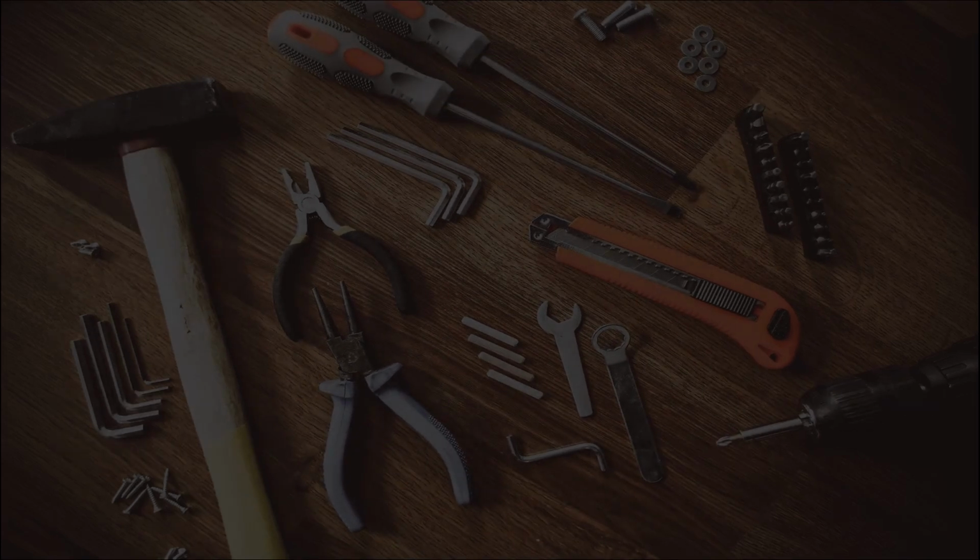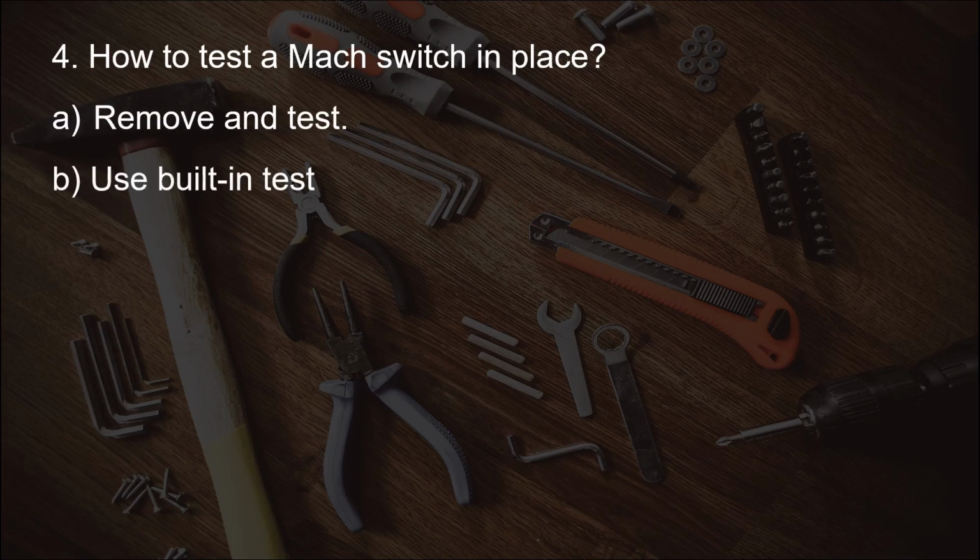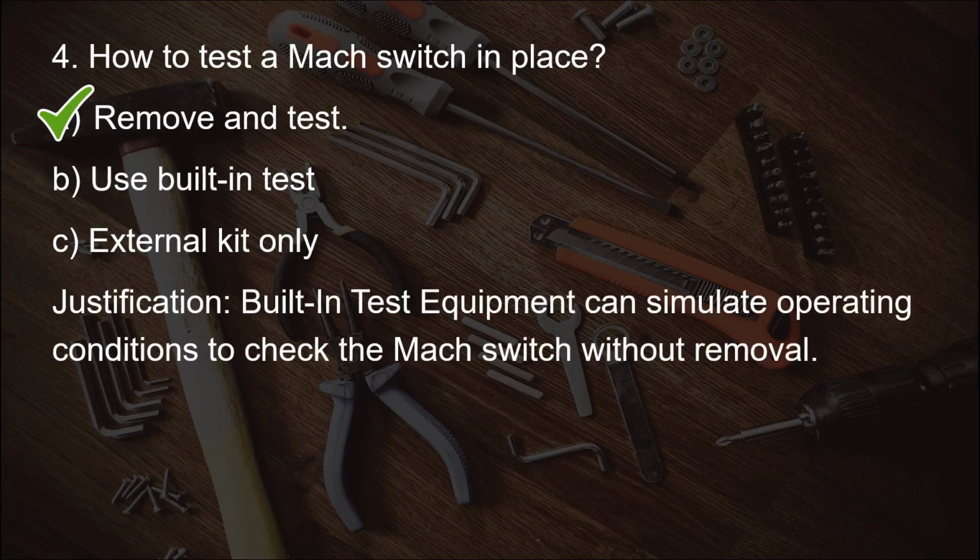Question 4. How to test a Mach switch in place? A. Remove and test. B. Use built-in test. C. External kit only. Justification: built-in test equipment can simulate operating conditions to check the Mach switch without removal.